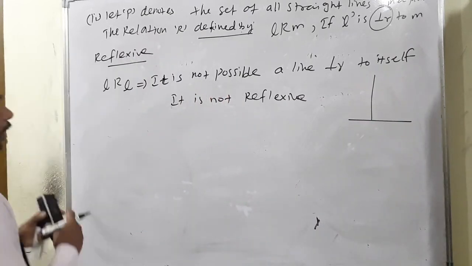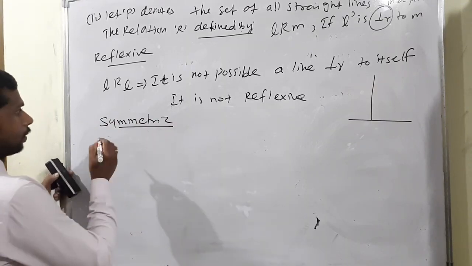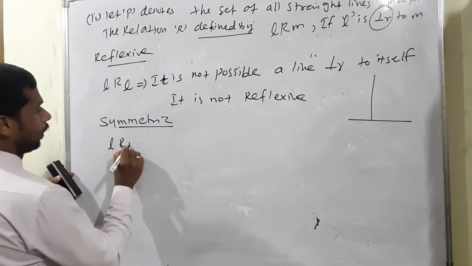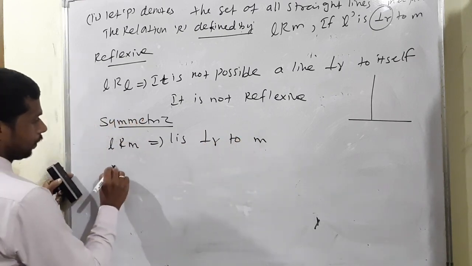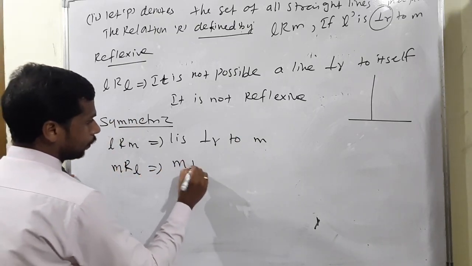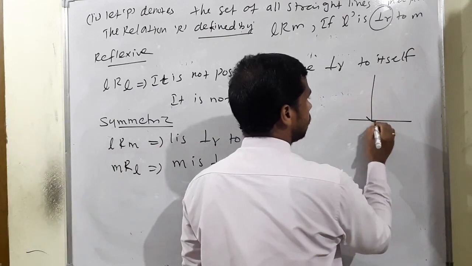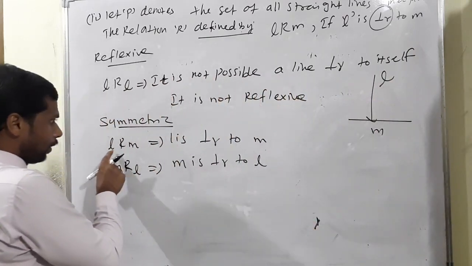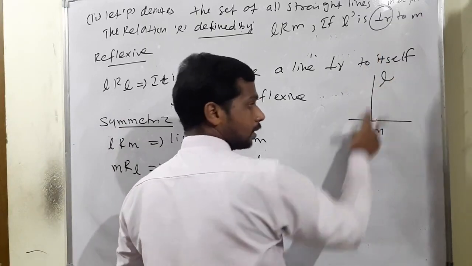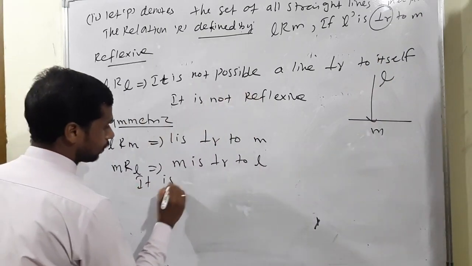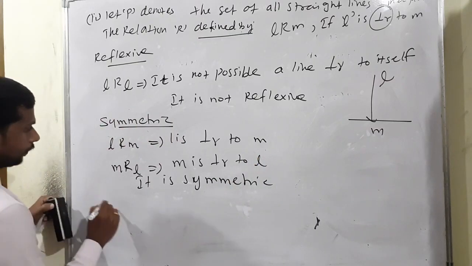I'm moving to the second one, symmetric. Symmetric means L related to M means L is perpendicular to M. At the same time, M related to L means M is perpendicular to L. Is it possible? Yes, because this is line M and this is line L. Therefore L related to M means L is perpendicular to M, and at the same time M is perpendicular to L. Therefore it is symmetric. Next one, transitive.